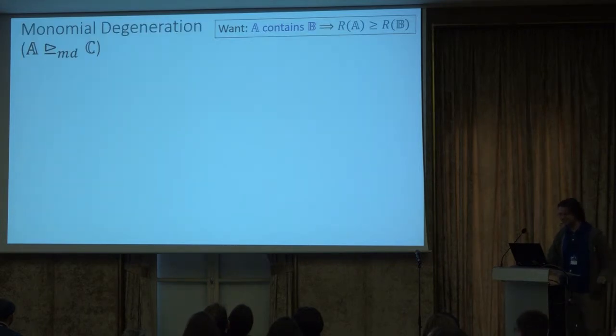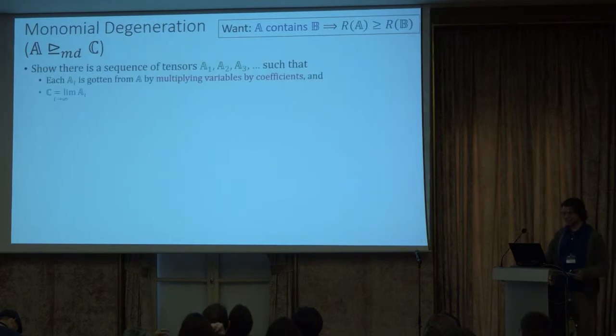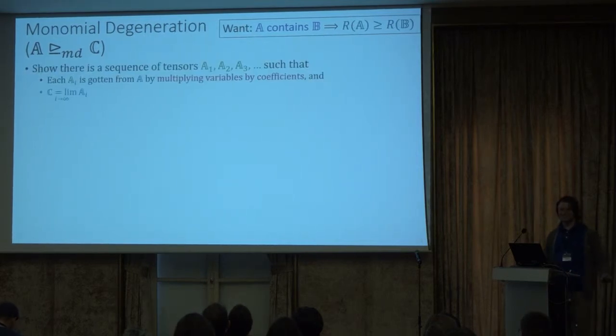The next more general one is called monomial degeneration. I'll denote it with this sub-MD triangle. The definition is more complicated, so bear with me for a second. Here, what you want to do is show there's a sequence of tensors so that each one is gotten from your original tensor A by multiplying by coefficients. Before it had to be zeros, but now it can be any coefficients. And such that the tensor C you're going to is the limit of this sequence of tensors.